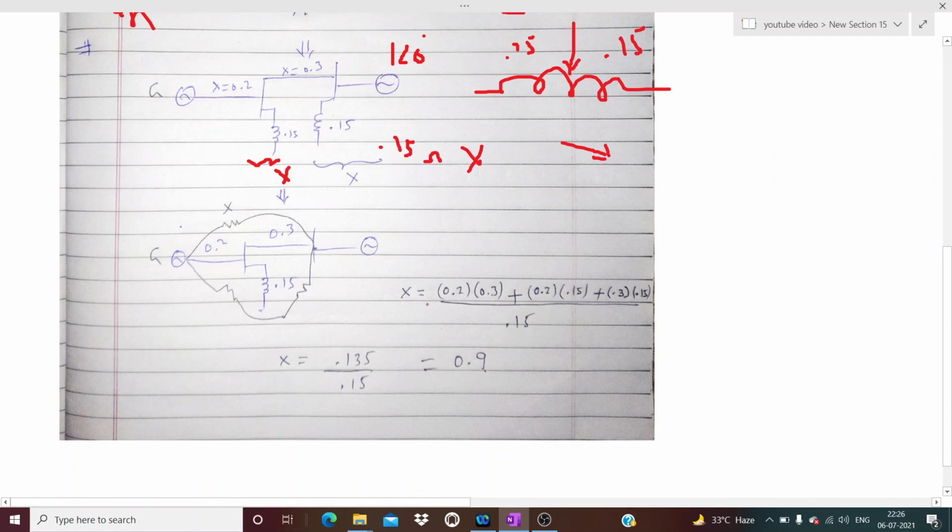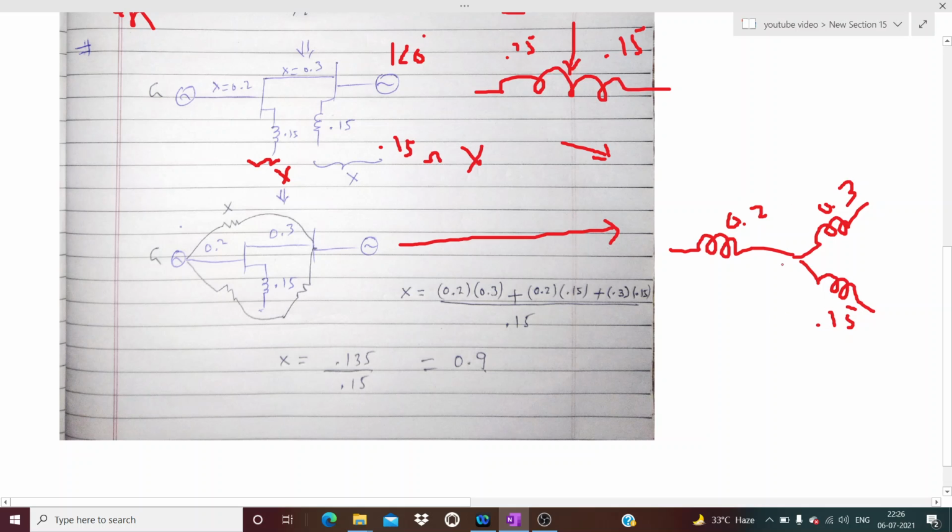Now see what we are going to do. Simply see this figure. We have this, then we have this, and then we have this. We have such a type of network: 0.2, 0.3, and 0.15.